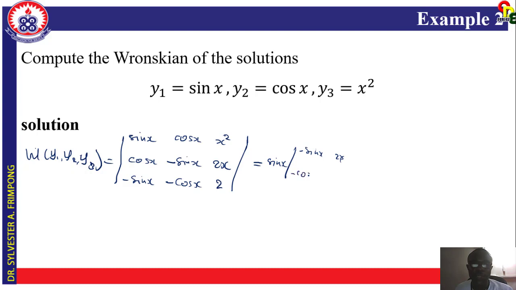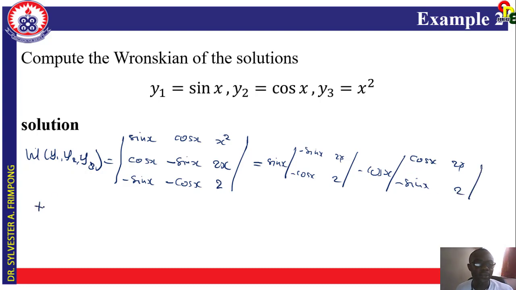And then negative cos x, 2. Then minus cos x, and for the second one, the vertical column here goes and the horizontal row here goes. So I'm left with cos x, 2x, negative sine x, 2. So cos x, 2x, negative sine x and 2.